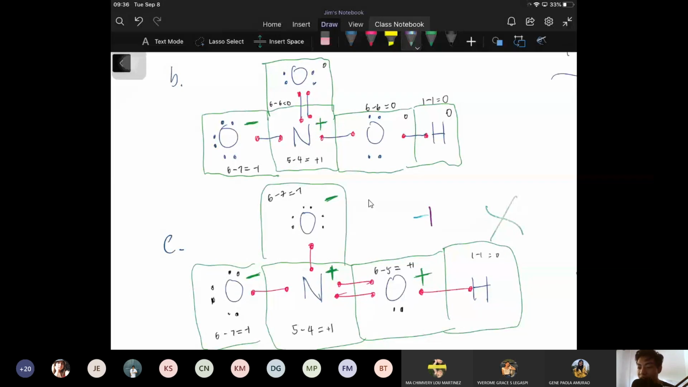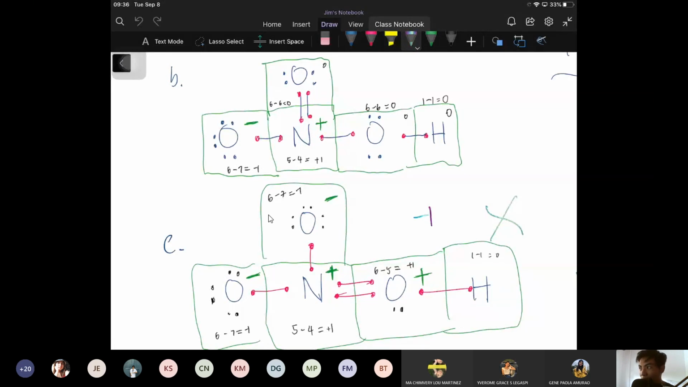What else? Guideline 3. There are three guidelines. If you have an electronegative atom, as much as possible, its formal charge should be negative, not positive. For structure B, oxygen is the most electronegative atom, so it's okay that its charge is negative. Nitrogen is the least electronegative, not as electronegative as oxygen, so it's okay for it to be positive.